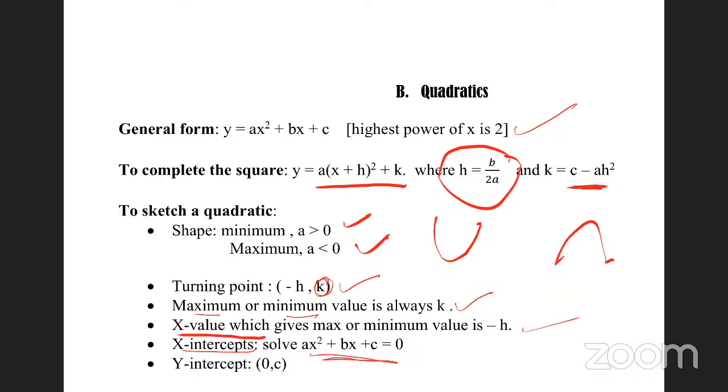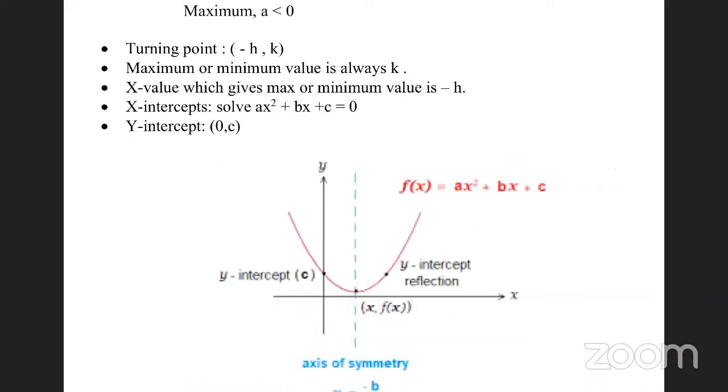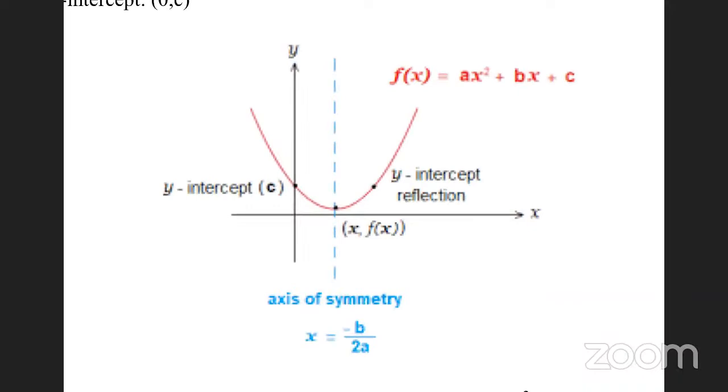X-intercept: solve the quadratic. Y-intercept: 0, c. Suppose they ask about the symmetry. Anybody remember what that was? X is equal to minus b over 2a, or minus h. Very good. Are you okay with that? So you have your turning point, x and y intercepts, and your shape, that is the symmetry.